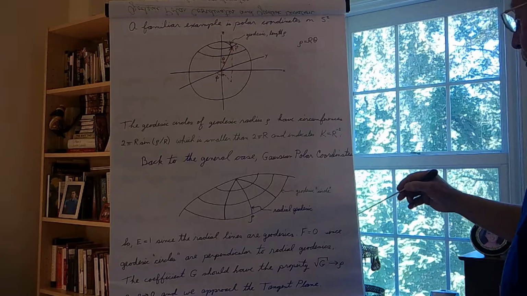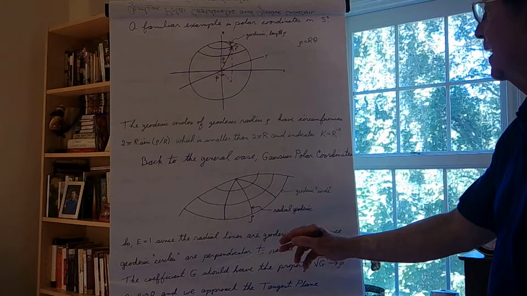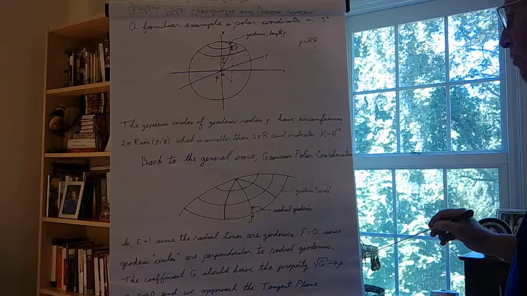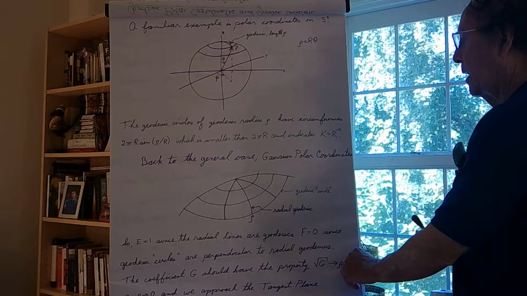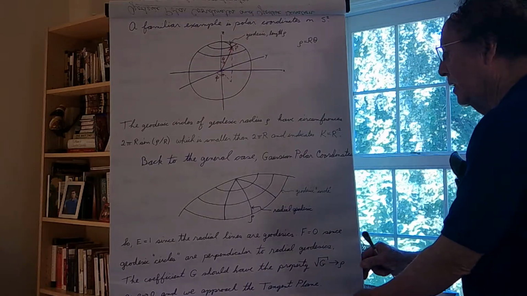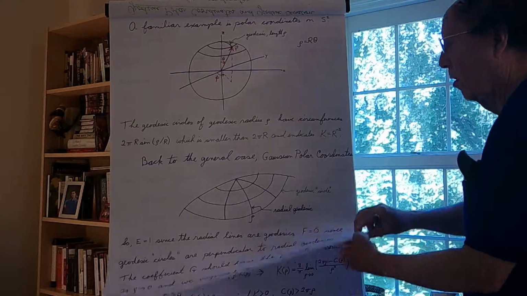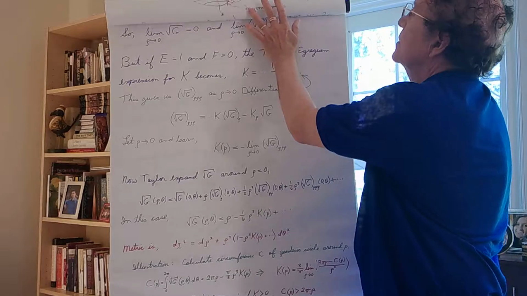In particular, when rho becomes very small, I know that g will approach rho as rho goes to 0, and we approach the tangent plane. So I know lots about the general metric already. It's nicely parametrized.